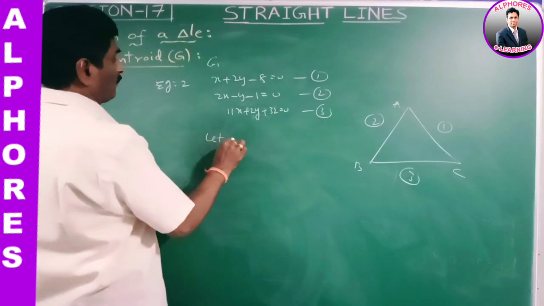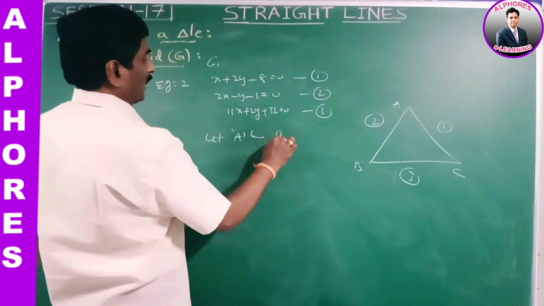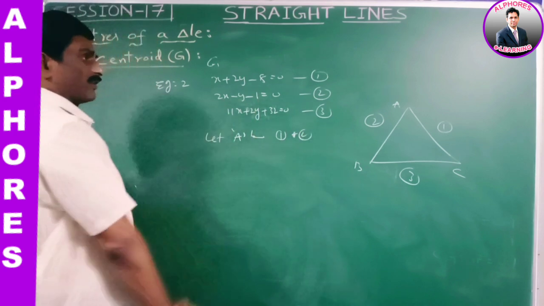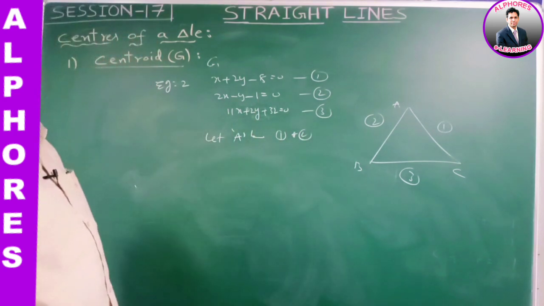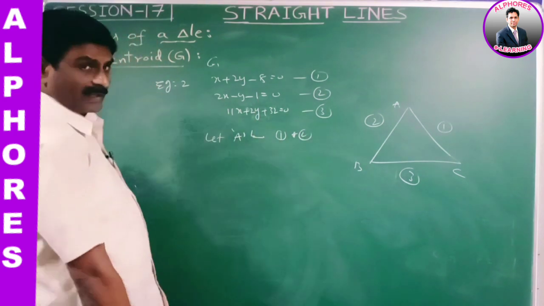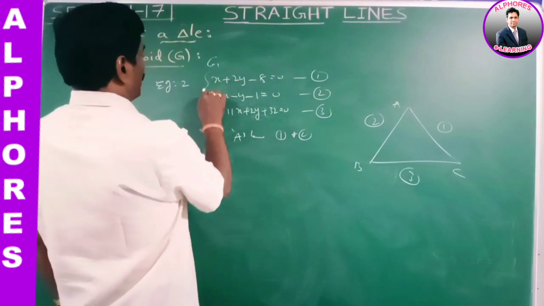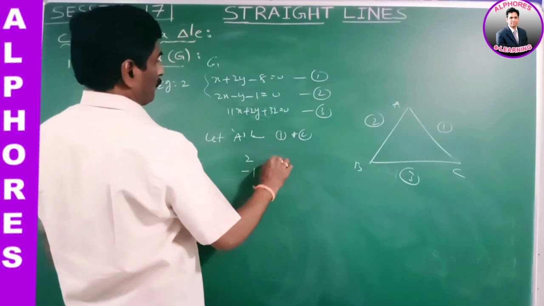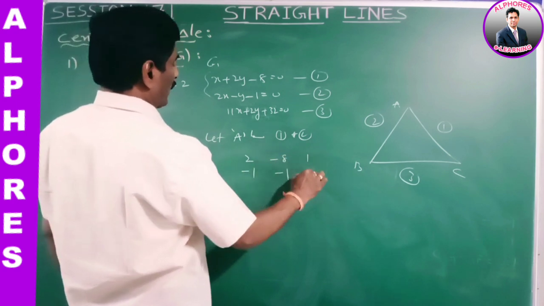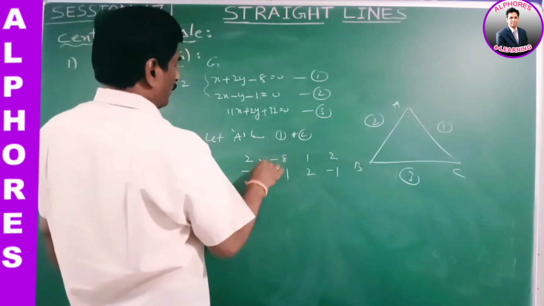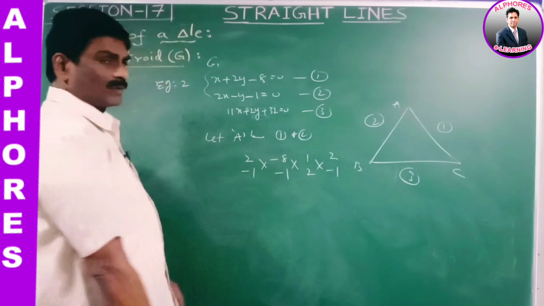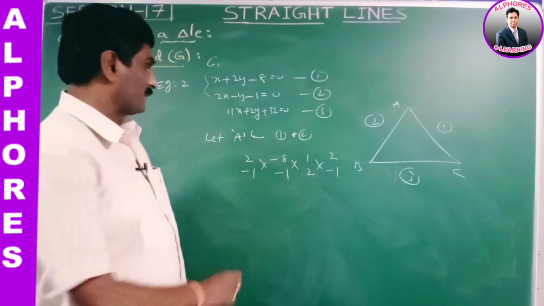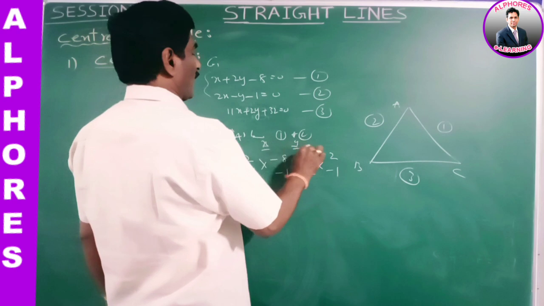Let A be the point of intersection of lines 1 and 2. By solving 1 and 2 we get A. By using cross multiplication we find the value of A. x by (AD - BC), y by (AD - BC), 1 by (AD - BC), it belongs to x, y, 1.